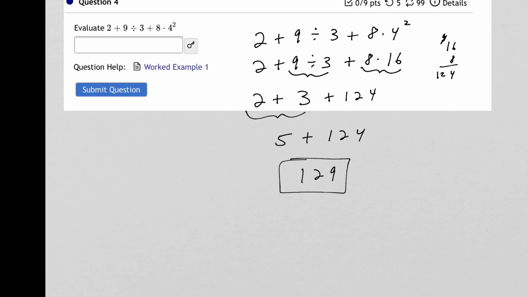Actually, I just noticed one slight error here. 16 times 8, this is 48. So this is going to be 128, which means that my answer actually is going to be 133.